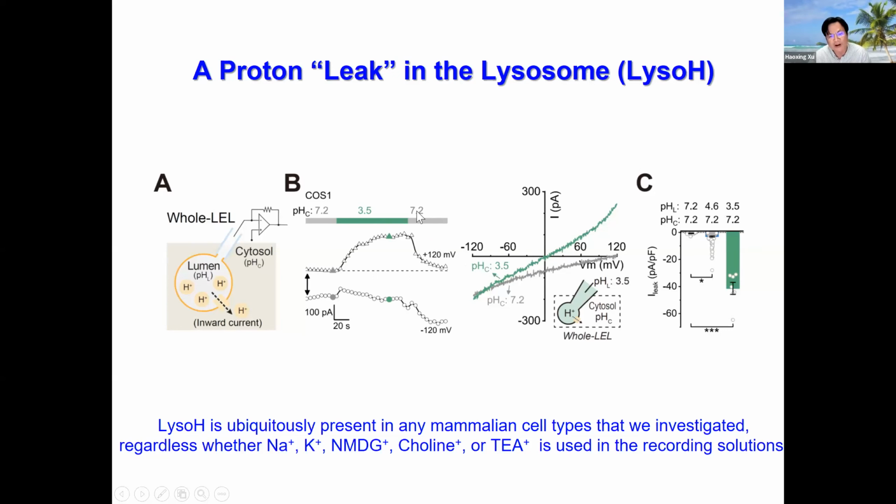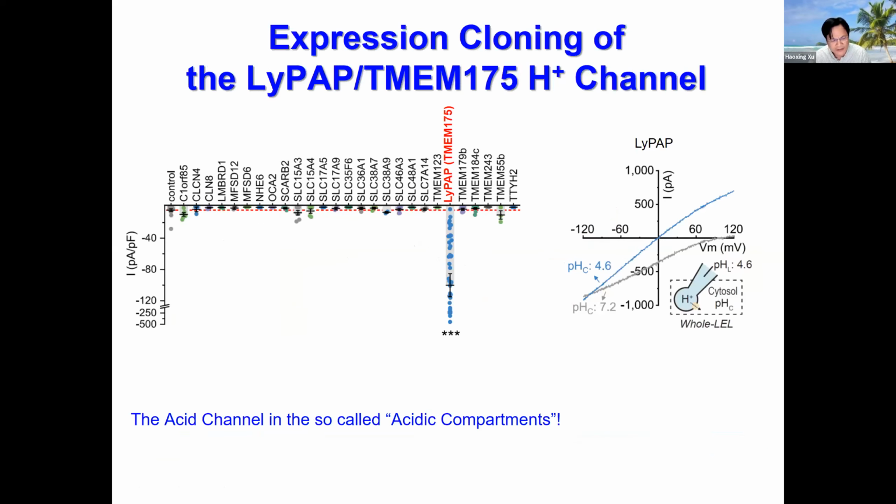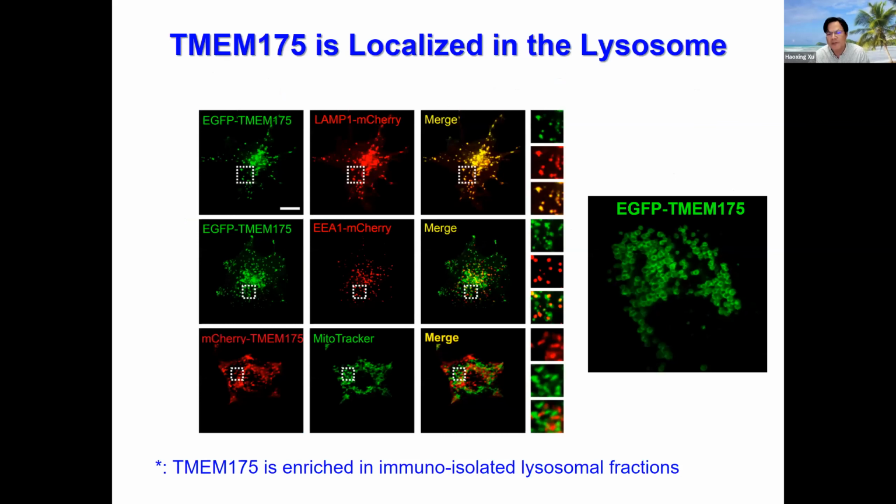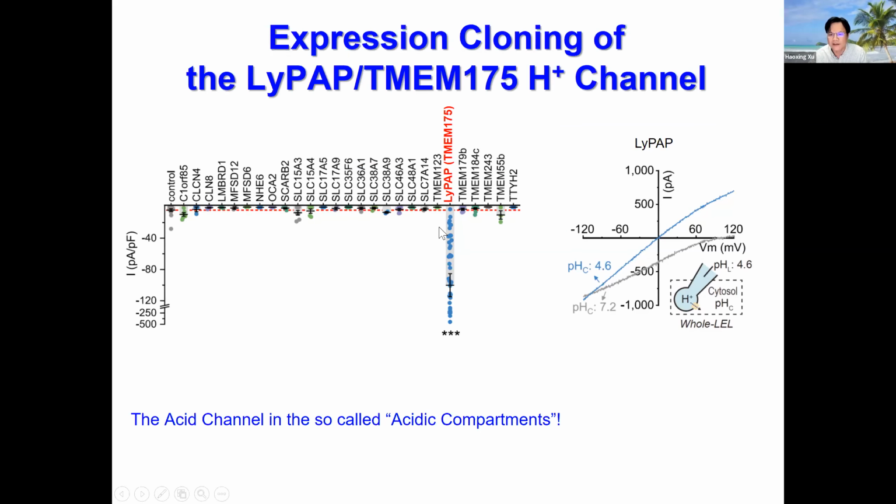We quickly ruled out some candidates in the literature, like CLC-7, TRPML1 channel, and TPC1 channel, and then we did a screen with two lysosome membrane protein libraries: one a knockout library for loss-of-function studies, and the other a fusion construct library for overexpression studies. To make a long story short, we have one hit, which is TMEM175, or we call it LyPAP.